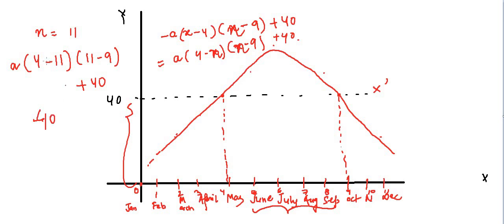Simplify this one. This is going to be minus 7 and this is going to be 2, and simply multiplying it gives you minus 14a. So this is going to be 40 minus 14a. So yes, the next option is also correct.